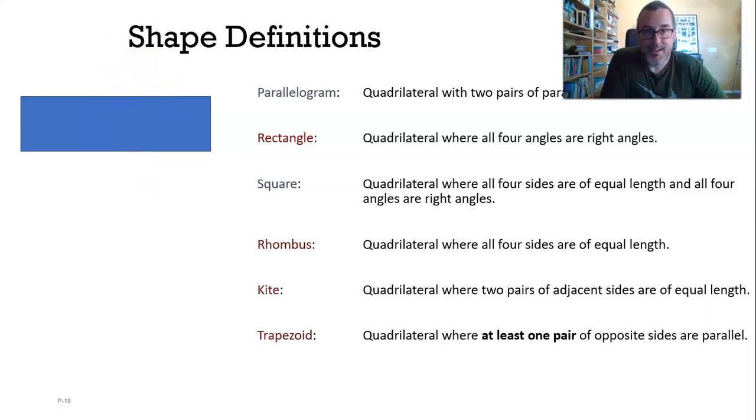Now there is another definition of trapezoid in the world. Another definition of trapezoid is a quadrilateral that has exactly 1 pair of opposite sides parallel. Now under that definition of the exactly 1 definition, this is not a trapezoid. But this definition it is. By the way, in the state of Arizona, our state standards define trapezoid this way. At least 1 pair. We call it the inclusive definition.